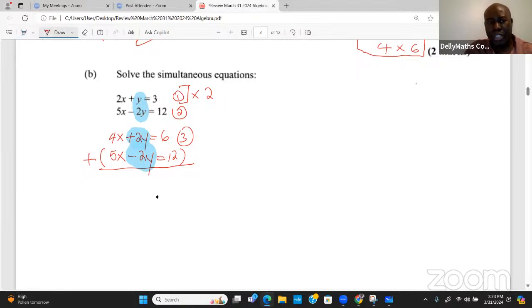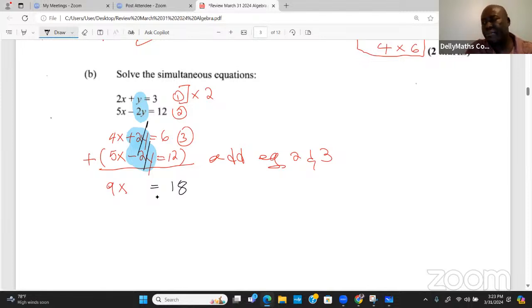So let us add. I'm just going to write that we want to add equation 2 and 3. So let's add them. 4x plus 5x will give me a 9x. And definitely, as I spoke just now, the positive 2y minus the 2y, when you add them, this becomes 0, right? So let's keep going. On this other side, 6 plus 12 does give me 18.